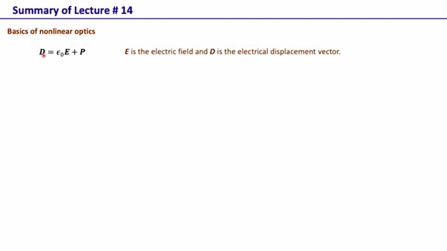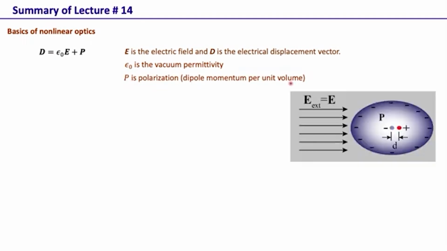Here D = epsilon naught E + P, where E is the electric field, D is the electric displacement vector, epsilon naught is the vacuum permittivity, and P is the polarization, which is the dipole moment per unit volume. A dipole moment gets induced when an atom is placed in an external electric field, and as we saw, the negatively charged electron cloud gets pushed by the field.